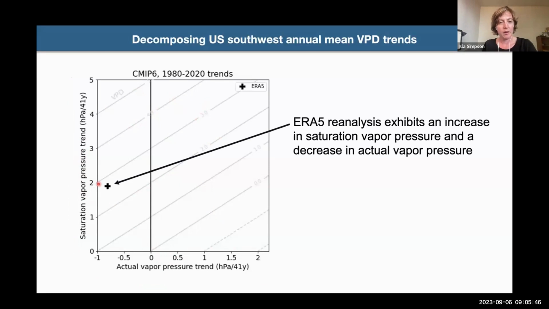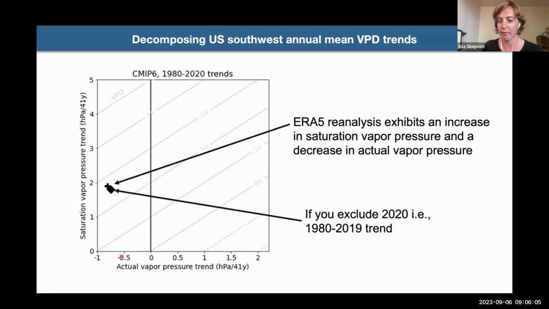To begin with, here are ERA5 reanalysis trends. What you see in ERA5 is that over the Southwest, there's been an increase in the saturation vapor pressure because it's warmed. But we've also had this pretty big decline in the actual vapor pressure. This is not very sensitive to ending in 2020. 2020 was a very extreme drought year in the US Southwest, but we see a similar picture if you end in 2019 as well.